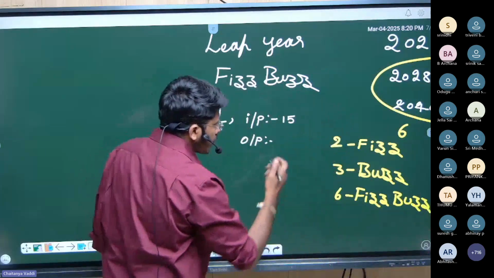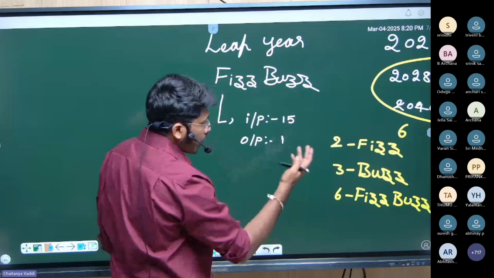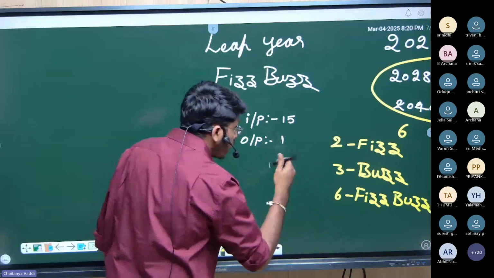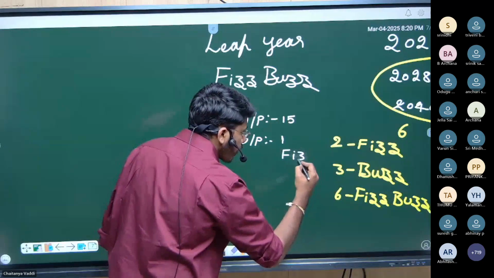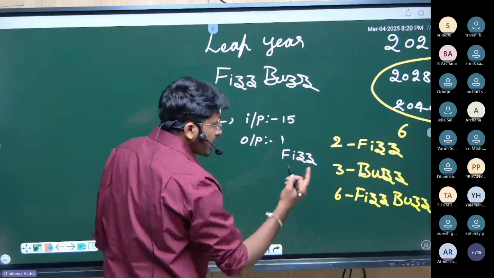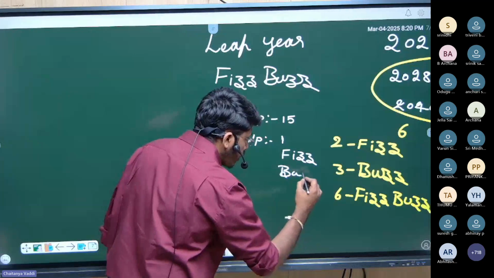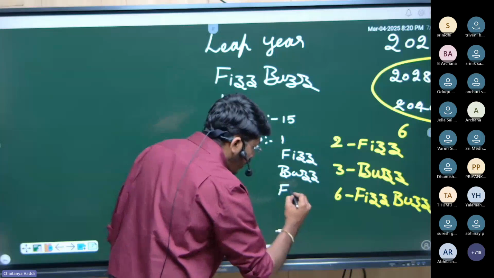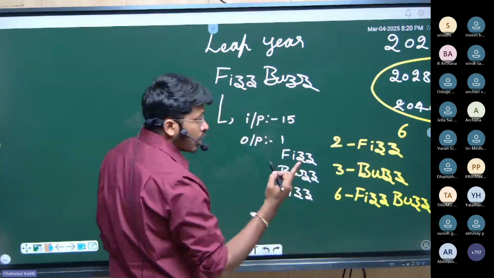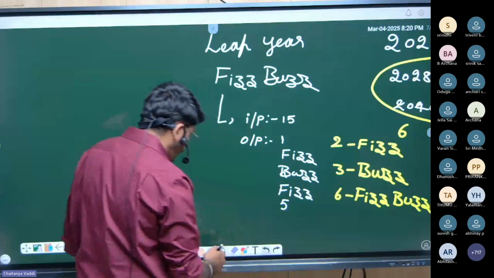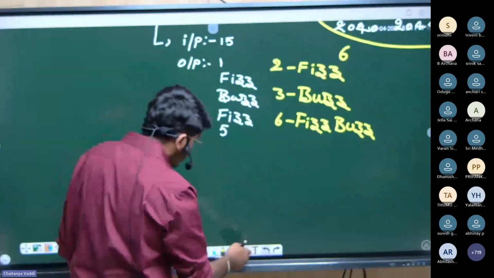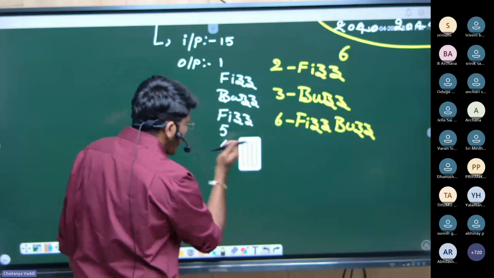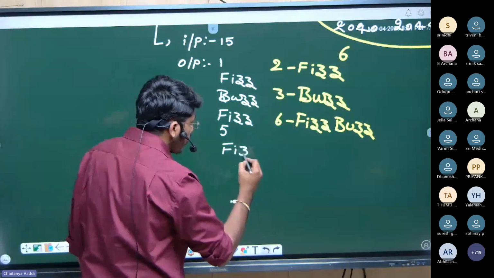So what will the output be now? 1 is not a multiple of 2, 3 and 6, right? So the next one, 2, instead of 2 you have to print fizz. Okay, next 3 is a multiple of 3, so you have to print buzz. Next 4 is a multiple of 2, so you have to print fizz. And next is 5, so you have to print 5 because 5 is not a multiple of 2, 3, 6. Next 6 is a multiple of 6, so you have to print fizz and buzz both.